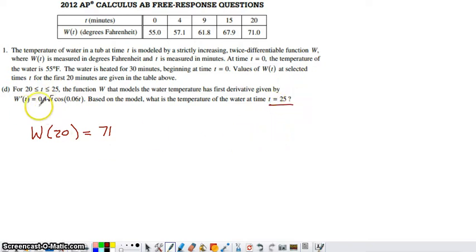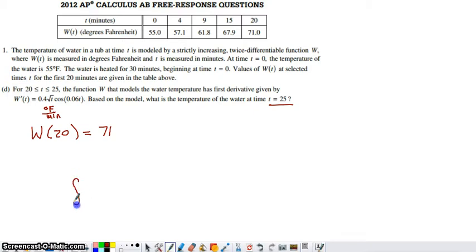Now what we're given here is this function w prime of t, the derivative of w. This is really the rate of change of the temperature of the water. The units of this would be degrees Fahrenheit per minute, the units of this w prime of t function, the units of this derivative. And if we want to figure out how much a function has changed, what we're going to do is integrate its rate of change across the appropriate interval to determine that.